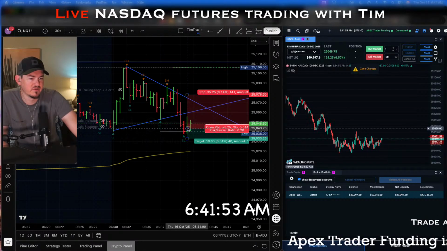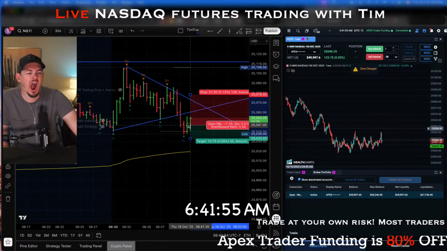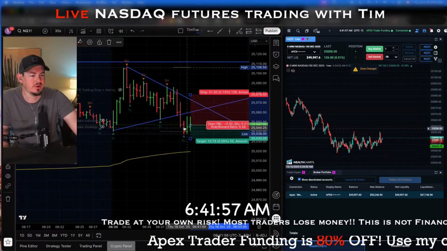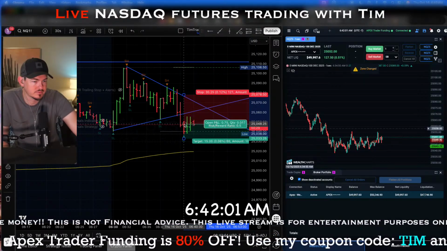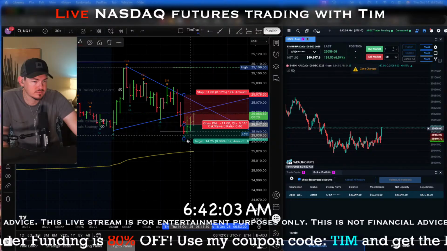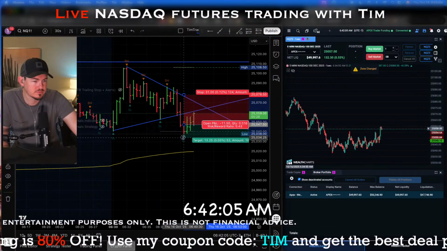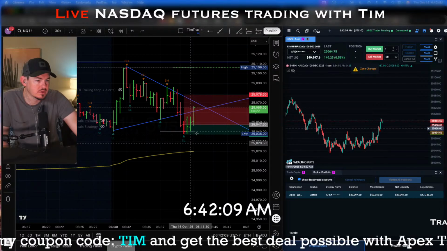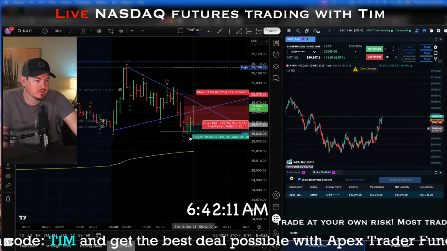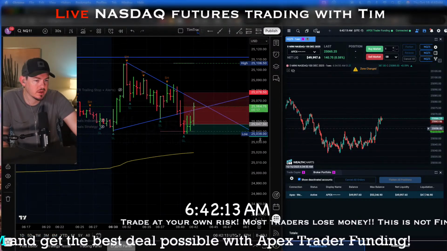If I was playing it more tightly, I would get in the close here and just go for 10 points. Would not have gotten it. Would have just been one tick away from getting it.